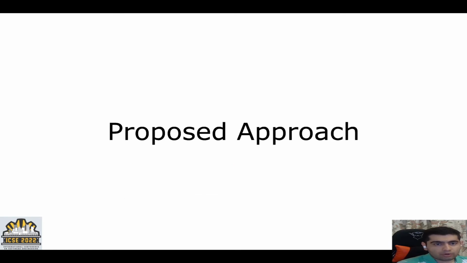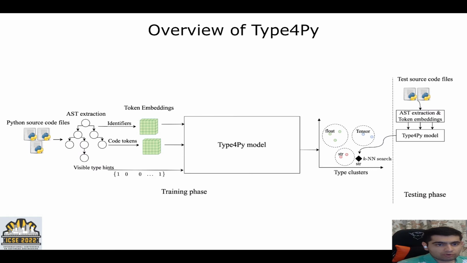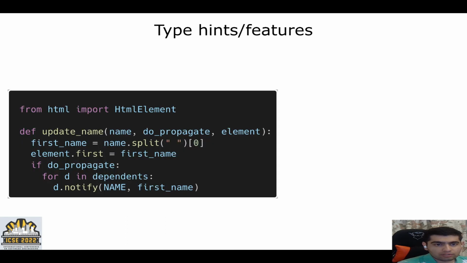Now I'd like to talk about our proposed approach Type4Py and what features it uses to predict type annotations. This is the overview of our proposed approach. First, by analyzing the abstract syntax trees of Python source files, we extract type hints like identifiers, code context, and visible type hints. Next, we generate token embeddings or vector representations of type hints, and we feed them to the Type4Py model. Finally, the Type4Py model maps the types of variables, parameters, and return values into a high-dimensional space, namely type clusters.